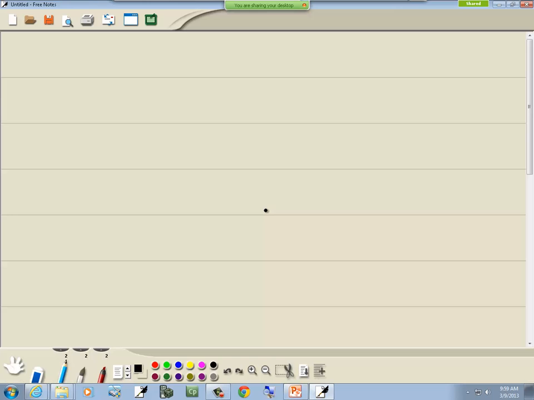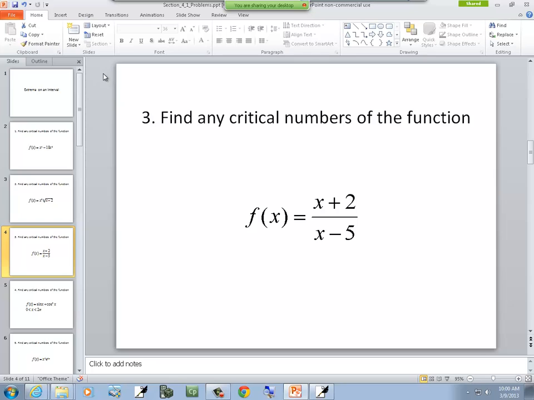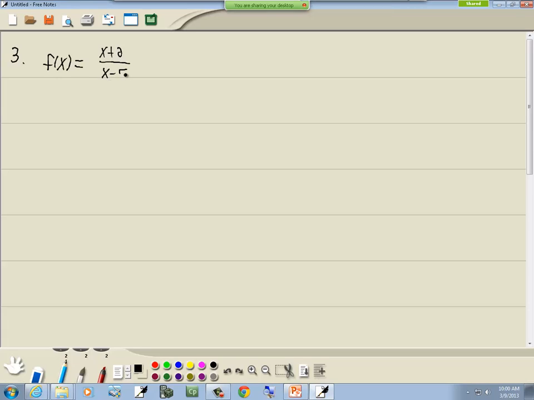This one's working on the fraction. Starts out as a fraction. We got f of x is equal to x plus 2 over x minus 5. Same instructions, find the critical numbers. Well, this is going to be the quotient rule.